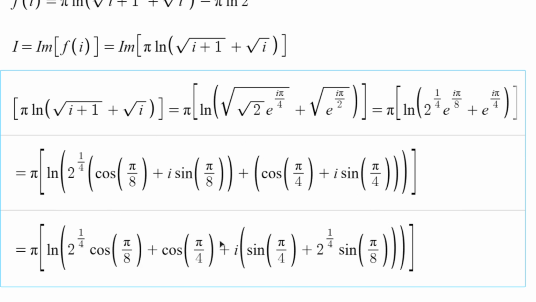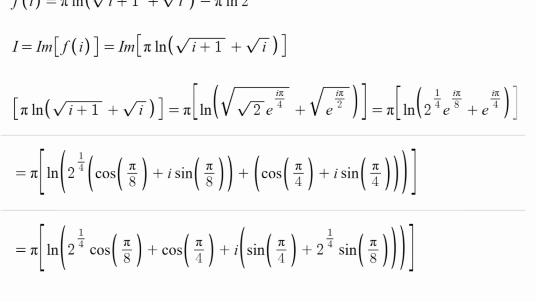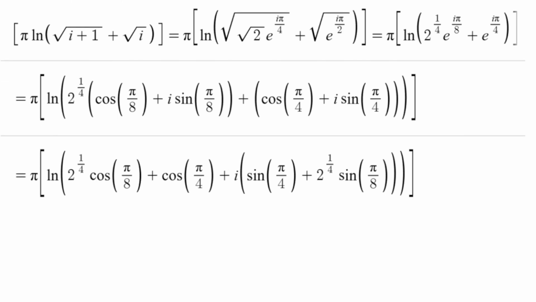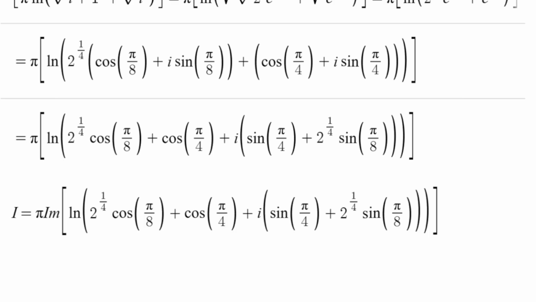You can go ahead and take a look at this. One step follows from the last. I don't want to waste my breath and say everything that's on the board there. But once we get to this point, we know that I is equal to pi times the imaginary part of this thing. And you'll see we now have the natural log of some a plus i b.